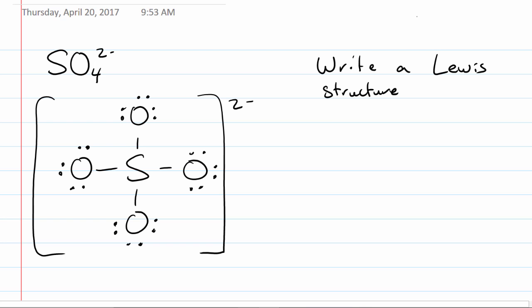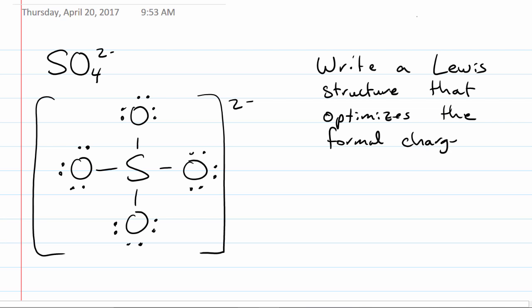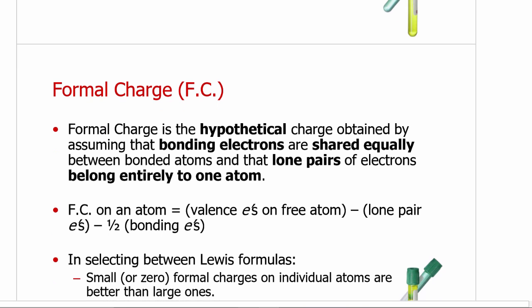that optimizes the formal charge on each atom. We're going to write a Lewis structure that optimizes the formal charge on each atom. Now, as far as what this means when we optimize formal charges is this.